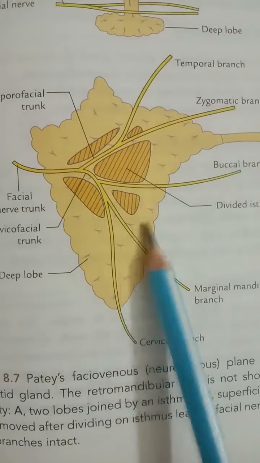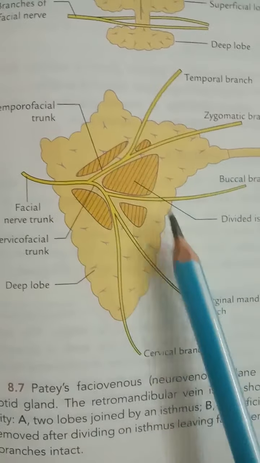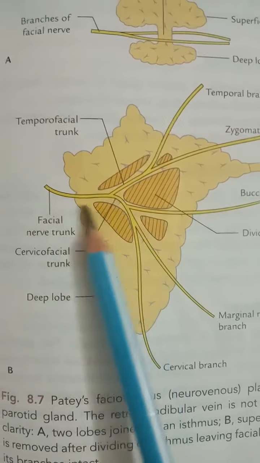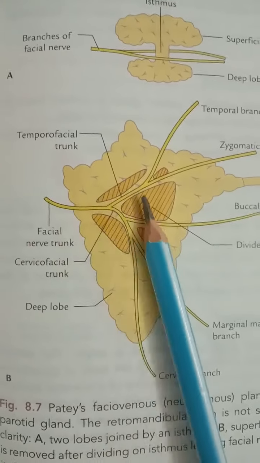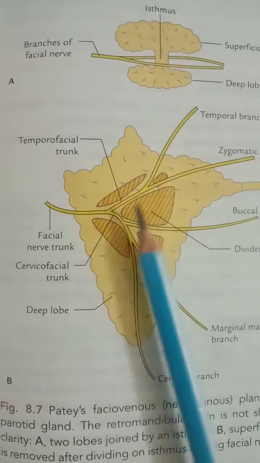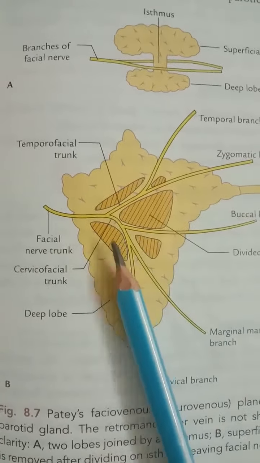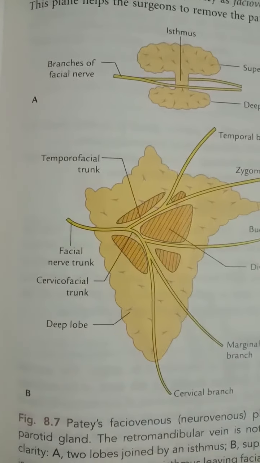The next clinical point: during surgical removal of the parotid gland, or parotidectomy, the facial nerve, here you can see the facial nerve, is preserved by removing the gland in two parts, the superficial and the deep, separately. The plane of cleavage is defined by tracing the nerve from behind forwards.